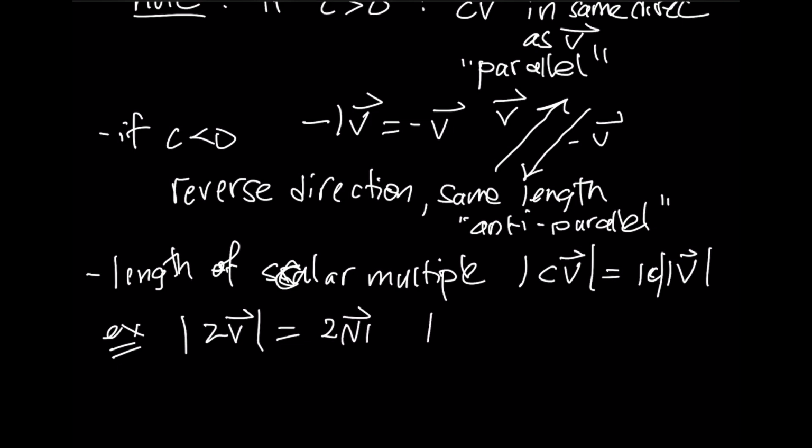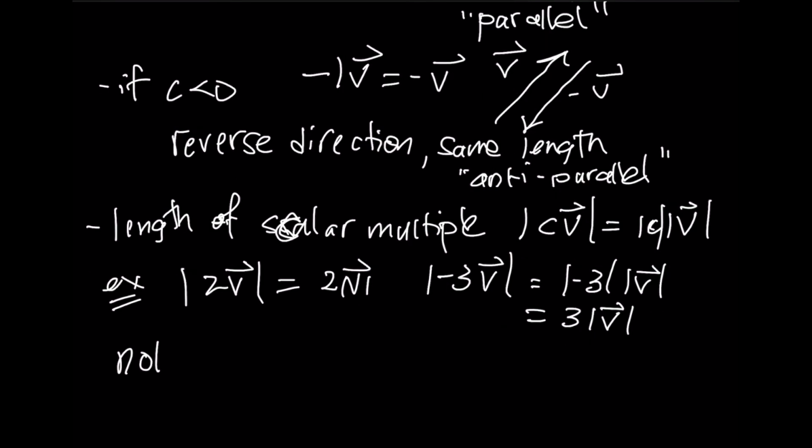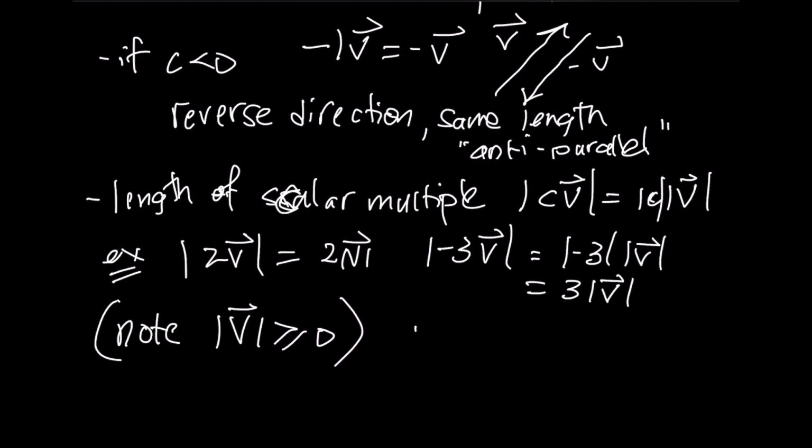But if I say what's the length of -3v, we don't want the length to be a negative number. We're always going to take the length to be a positive number. And that means we will take the scaling factor out and then take its absolute value and simply multiply that by the length of the original vector. The length we are always taking to be a number greater than or equal to 0. The length of the 0 vector is a value of 0.